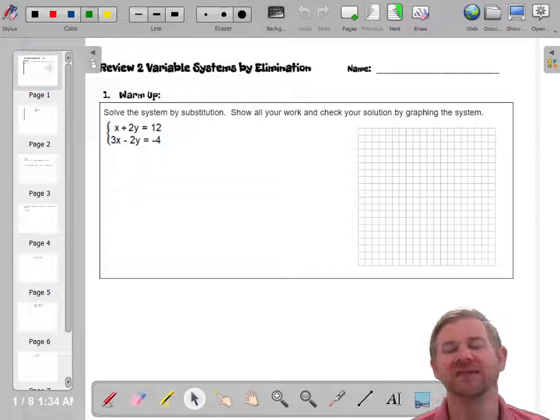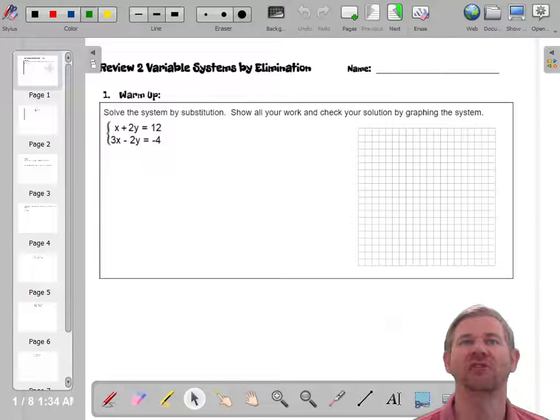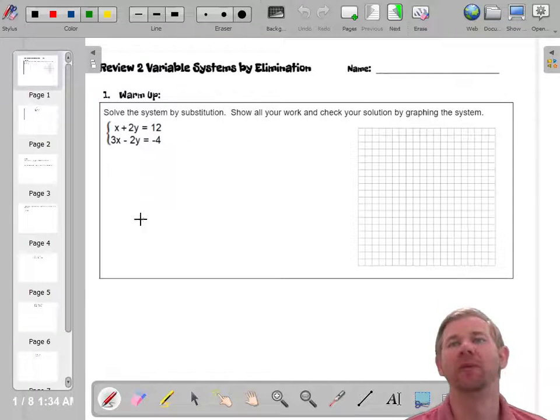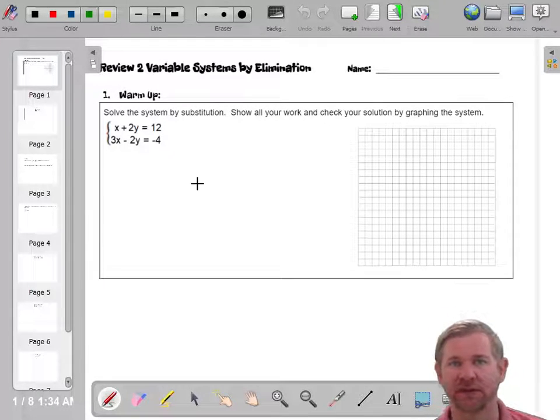Hello everyone, we've solved by graphing, we've solved systems by substitution, now we're going to solve by elimination. Before we do this, I'm going to do a problem the long way using substitution, and hopefully we start to see why elimination can sometimes be a better strategy.